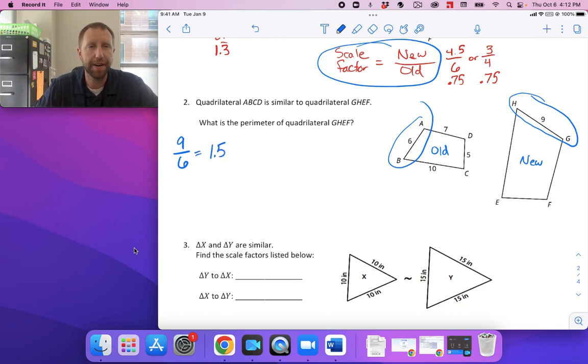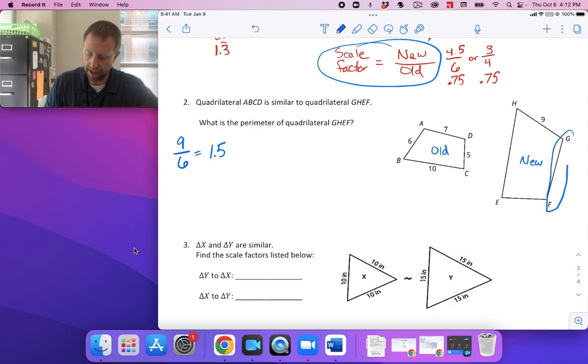Now that I have the scale factor, I can multiply all the original measurements by that scale factor to get the new measurements. Okay? So I'll erase these circles so they're out of the way. This looks a little cleaner. Now that's all I'm doing. To find this measurement here from G to F, I have to multiply A and D, that length, 7, by the scale factor, 1.5. 7 times 1.5 is 10.5.